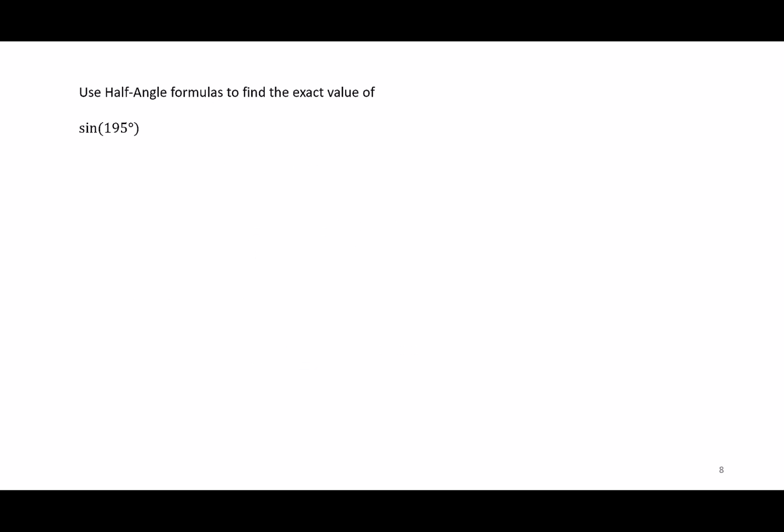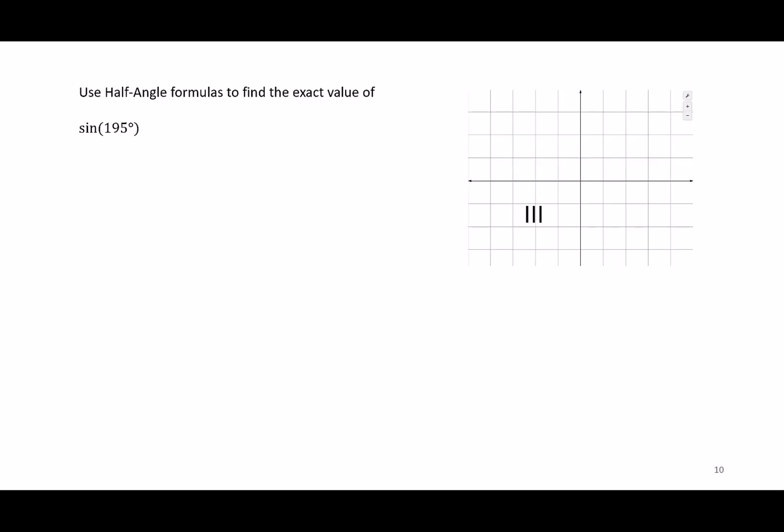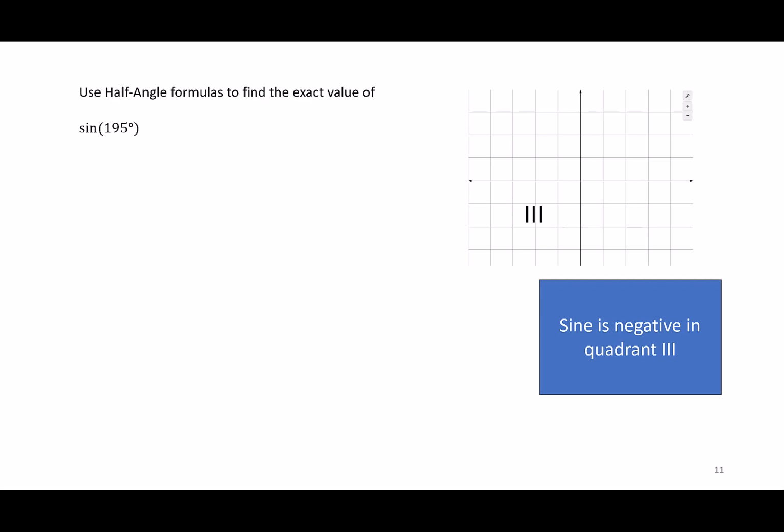We'll start with using the half-angle formula to find the exact value of sine of 195. The first thing we should decide is, will this be a positive or negative value? 195 degrees is in the third quadrant, and we know that sine is negative in quadrant 3. I'm going to rewrite the sine of 195 as the sine of 2 times 195 over 2. Then I'll multiply 2 times 195 to get 390.